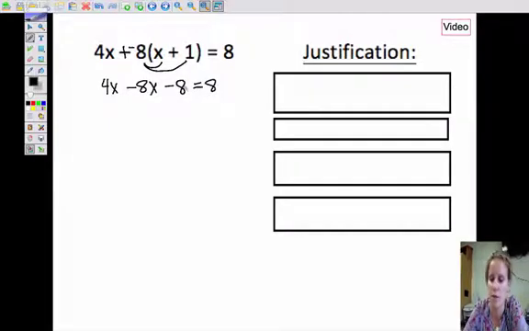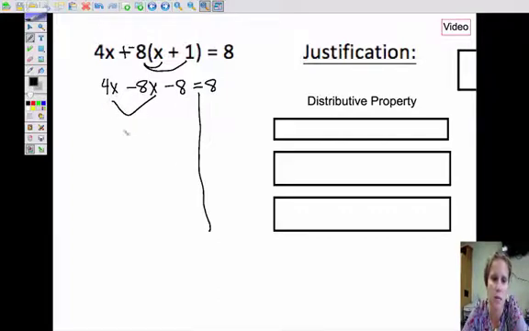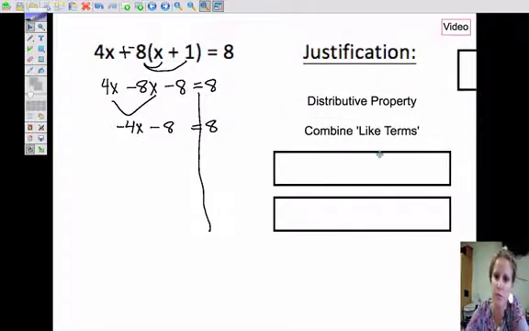Okay? So what did I do there? I used the distributive property. Okay? Then I'm going to combine these like terms. I have two x's on the same side, so I can put them together. 4x minus 8x is going to be a negative 4x. Minus 8 equals 8. What did I do there? I combined like terms. Then I'm going to add 8 because I'm going to remove my coefficient.